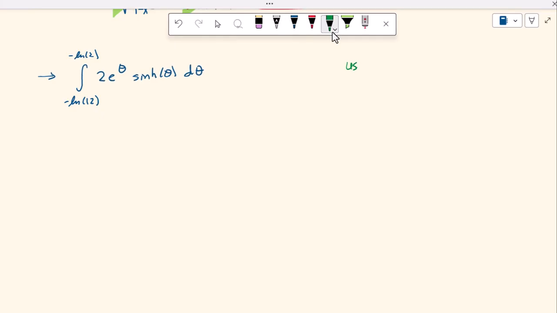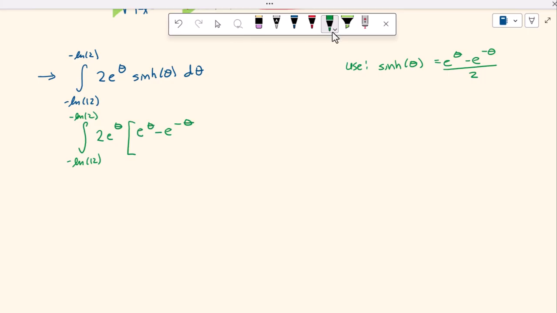So let's use the fact that the sinh of theta is equal to e to the theta minus e to the minus theta all over 2. So let's rewrite this integral. So I have 2 e to the theta, and then the sinh would be e to the theta minus e to the minus theta all over 2. So most of this work is algebra. I see right away that the 2's cancel, and then I can take this e to the theta and distribute it, and let's see what we get there.